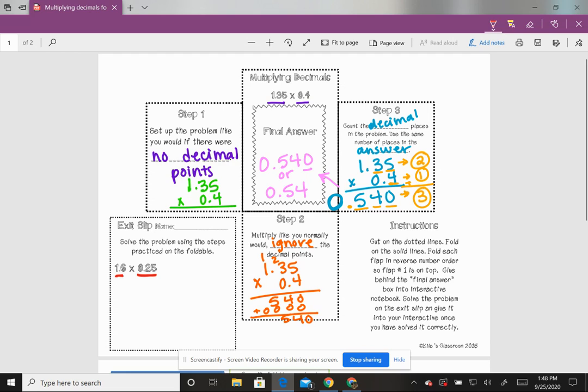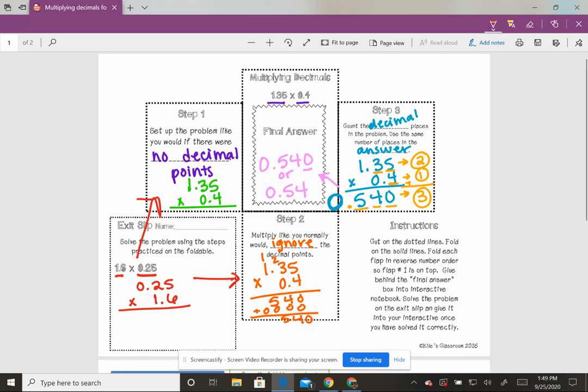All right, let's see how you did. What number did you put on top? I like to look at which number has the most digits. Well, in this case, 25 hundredths had more digits than 1 and 6 tenths. So you should have put your numbers in the same order I did. Now, if I follow step 1, it told me that I needed to set up the problem like there weren't any decimals, and that's exactly what I did. Now I'm going to multiply as if there aren't any decimals.